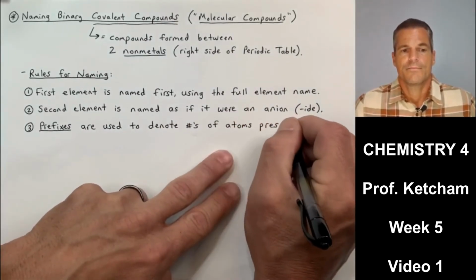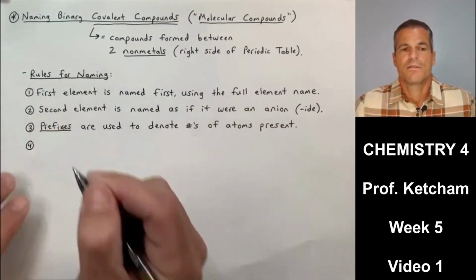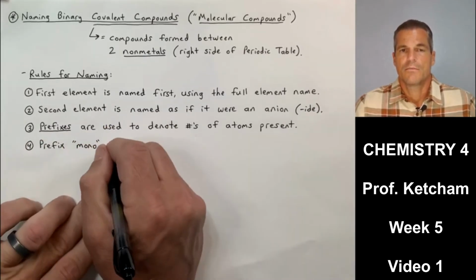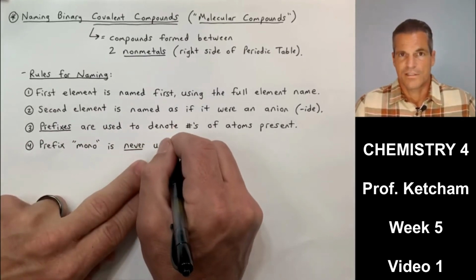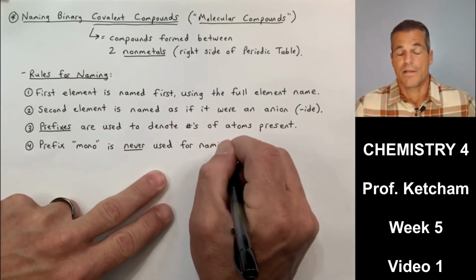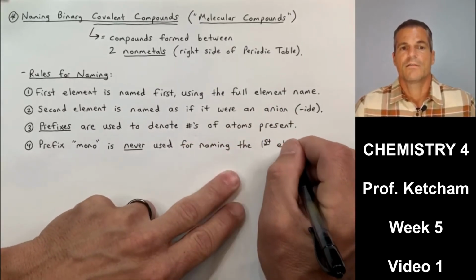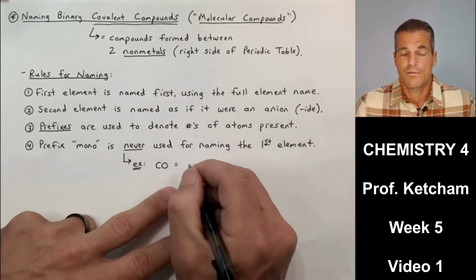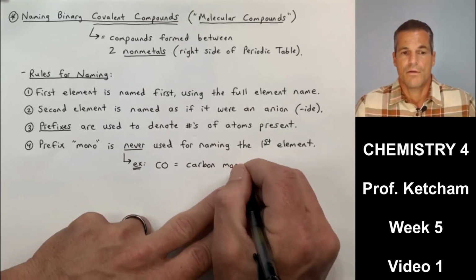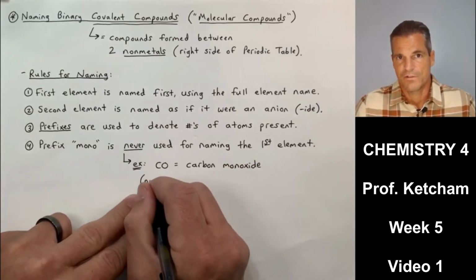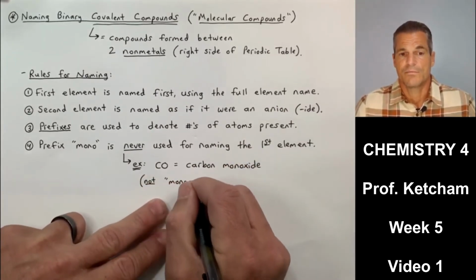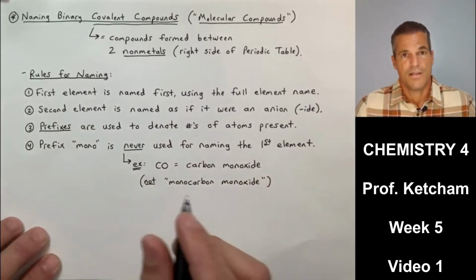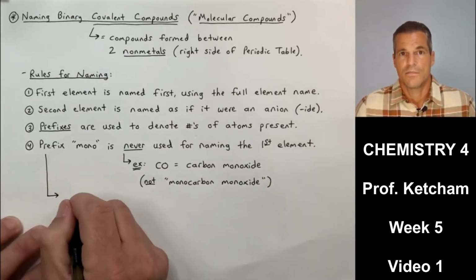Number 3, first time we've ever seen prefixes. Prefixes are used to denote numbers of atoms present. Remember, no prefixes were used before when naming ionic compounds. Prefixes are for covalent compounds or molecular compounds. Rule number 4, the prefix mono is never used for naming the first element. So as an example, CO is carbon monoxide. It is not monocarbon monoxide.